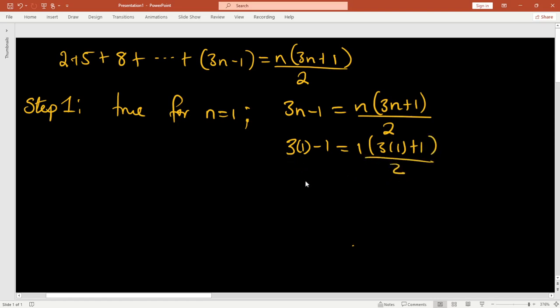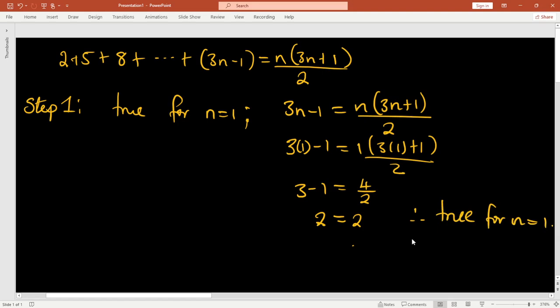Then 3 by 1, we're going to get a 3, minus 1, is equal to 1 by anything, we just get 1 there. So 3 by 1 we get 3, plus 1 we get 4. So we're going to have 4 over to this side. Then this side, 3 minus 1 we're going to get a 2, is equal to, then this side 4 divided by 2 we get a 2 there. So therefore this is true for n = 1.